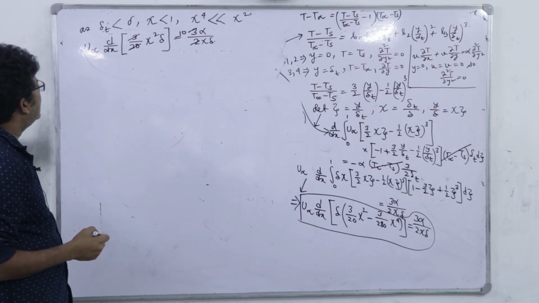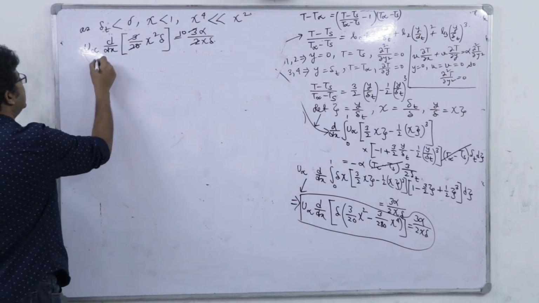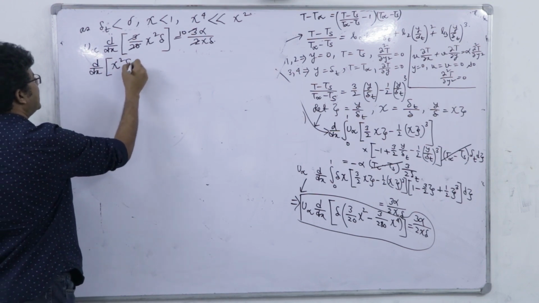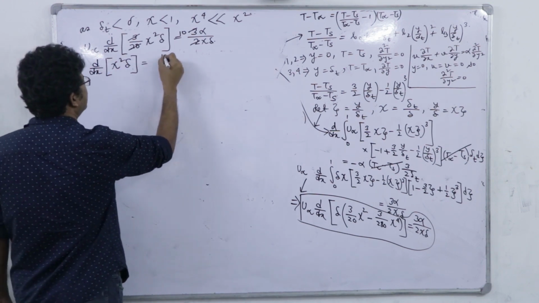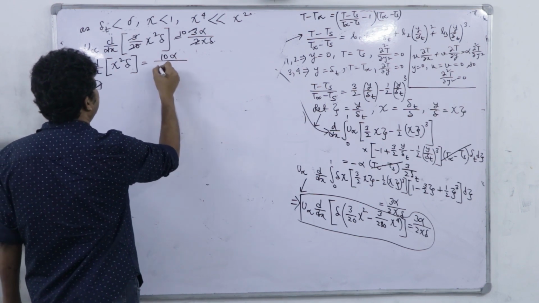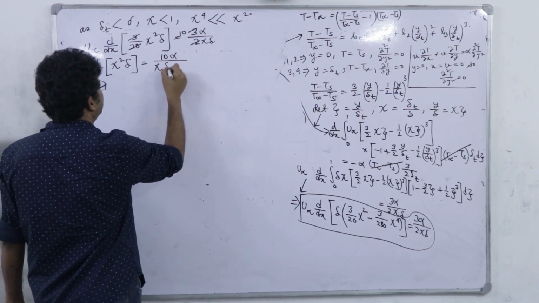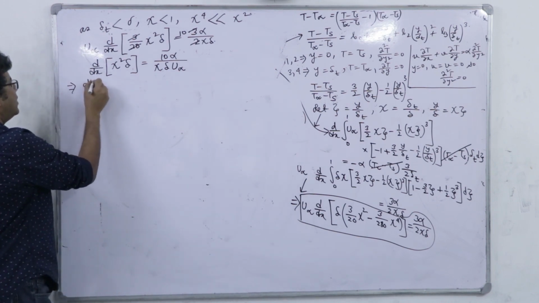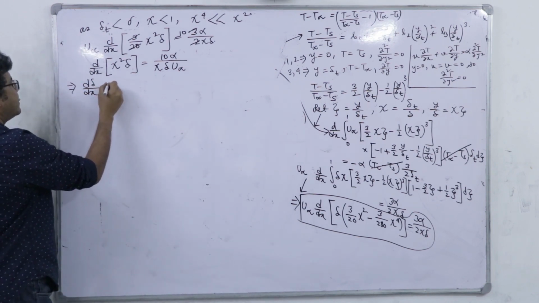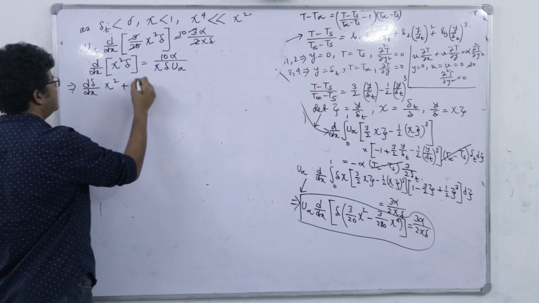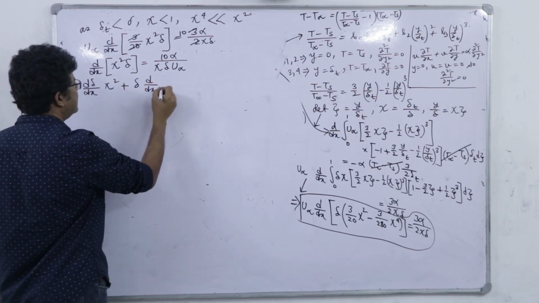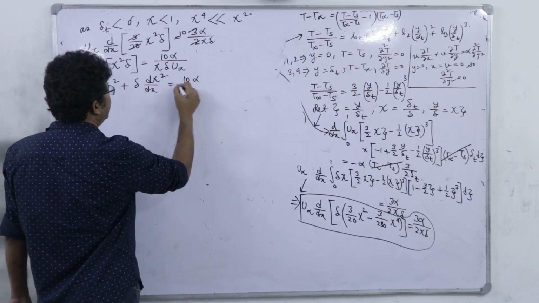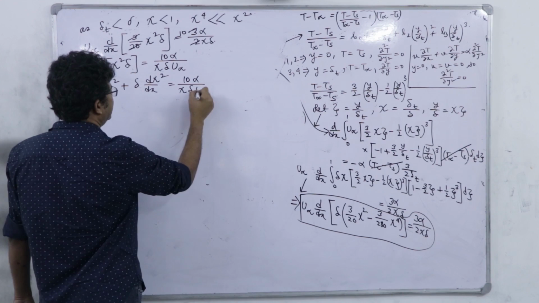So, d/dx of chi square into delta is equal to 10 alpha divided by chi into delta into u infinity. Now, if I break it down, I will get d delta/dx into chi square plus delta into d/dx of chi square is equal to 10 alpha divided by chi delta u infinity.